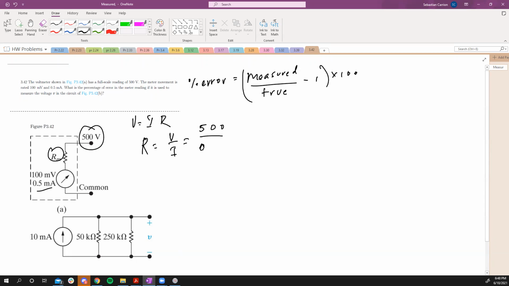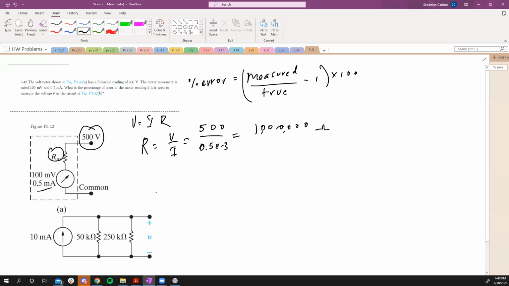So 0.5 e to the negative 3. If we plug that into our calculator, 0.5 e to negative 3, that's going to be, I think, this. Yeah, so I believe that's a million ohms. So yeah, we have to account for that.